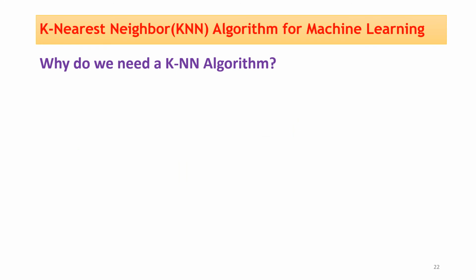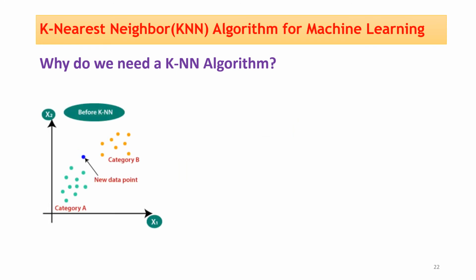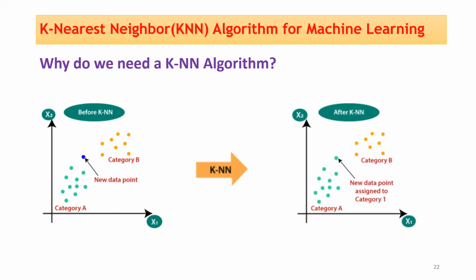Now, why do we need the KNN algorithm? Suppose there are two categories, category A and category B, and we have a new data point x1. Which of these categories will this data point lie in, category A or category B? To solve this problem, we need the KNN algorithm. With the help of the KNN algorithm, we can easily identify the category or class of a particular data set.